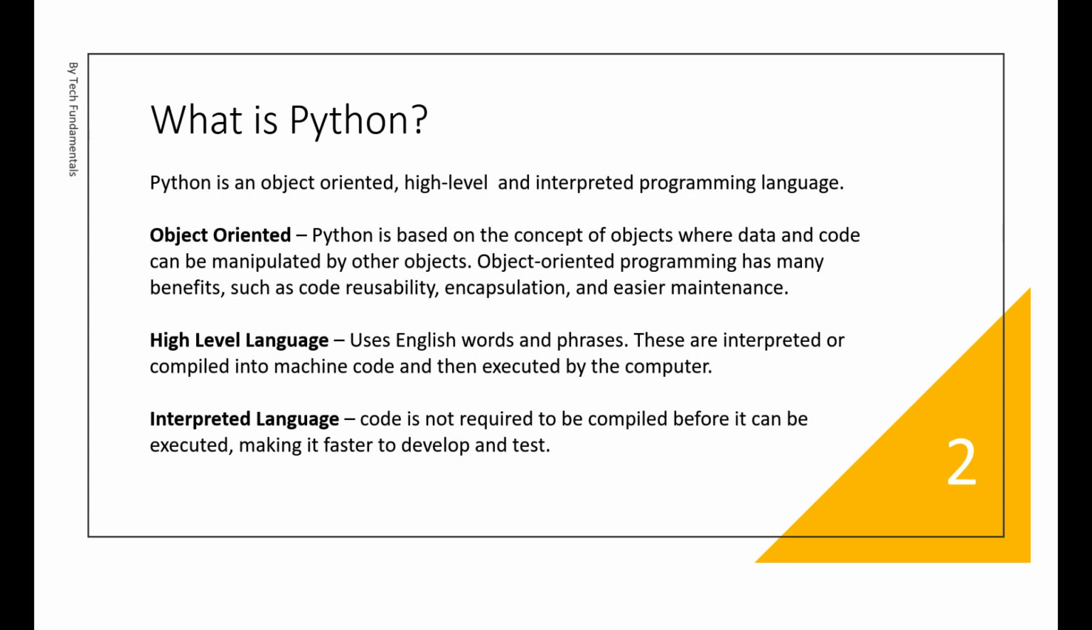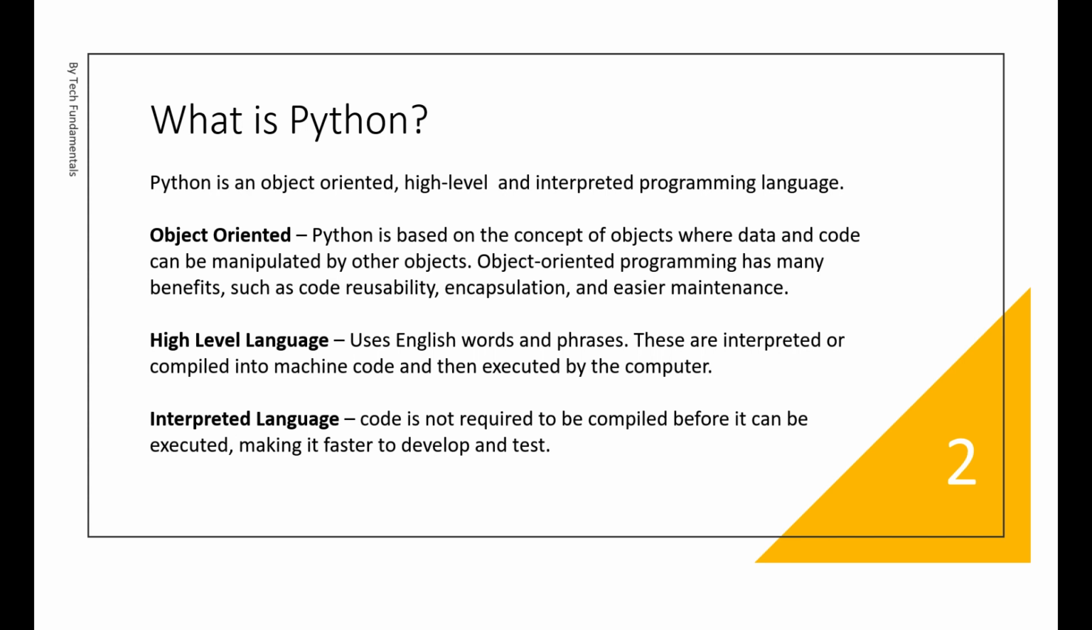So what does object-oriented programming mean? Object-oriented programming is based on the concept of objects, which have data and code that can be manipulated by other objects. In this paradigm, classes are used to define objects, which are instances of the class. A class is like a blueprint or template that defines the properties and behavior of objects. Properties are represented by variables, while behavior is represented by methods or functions.